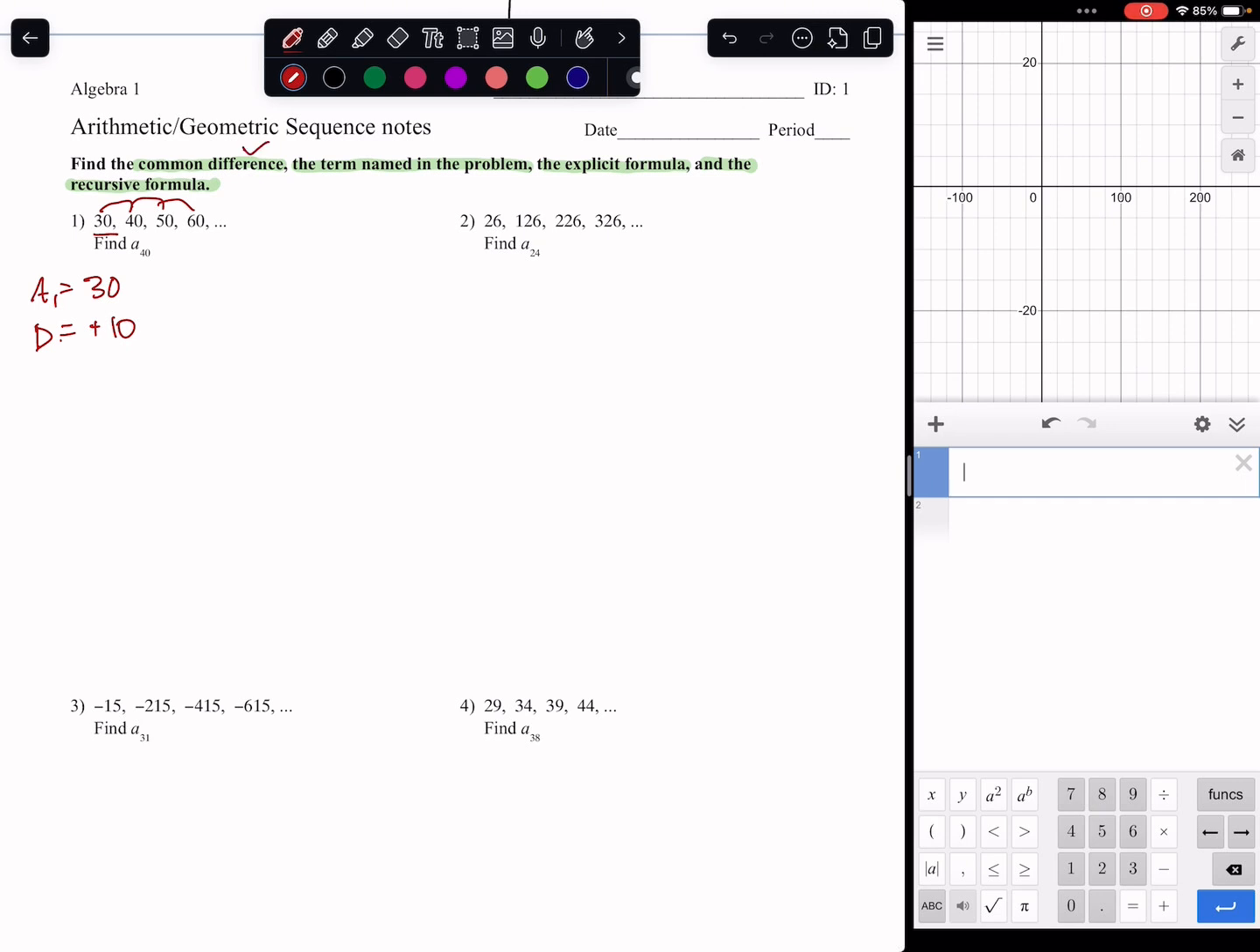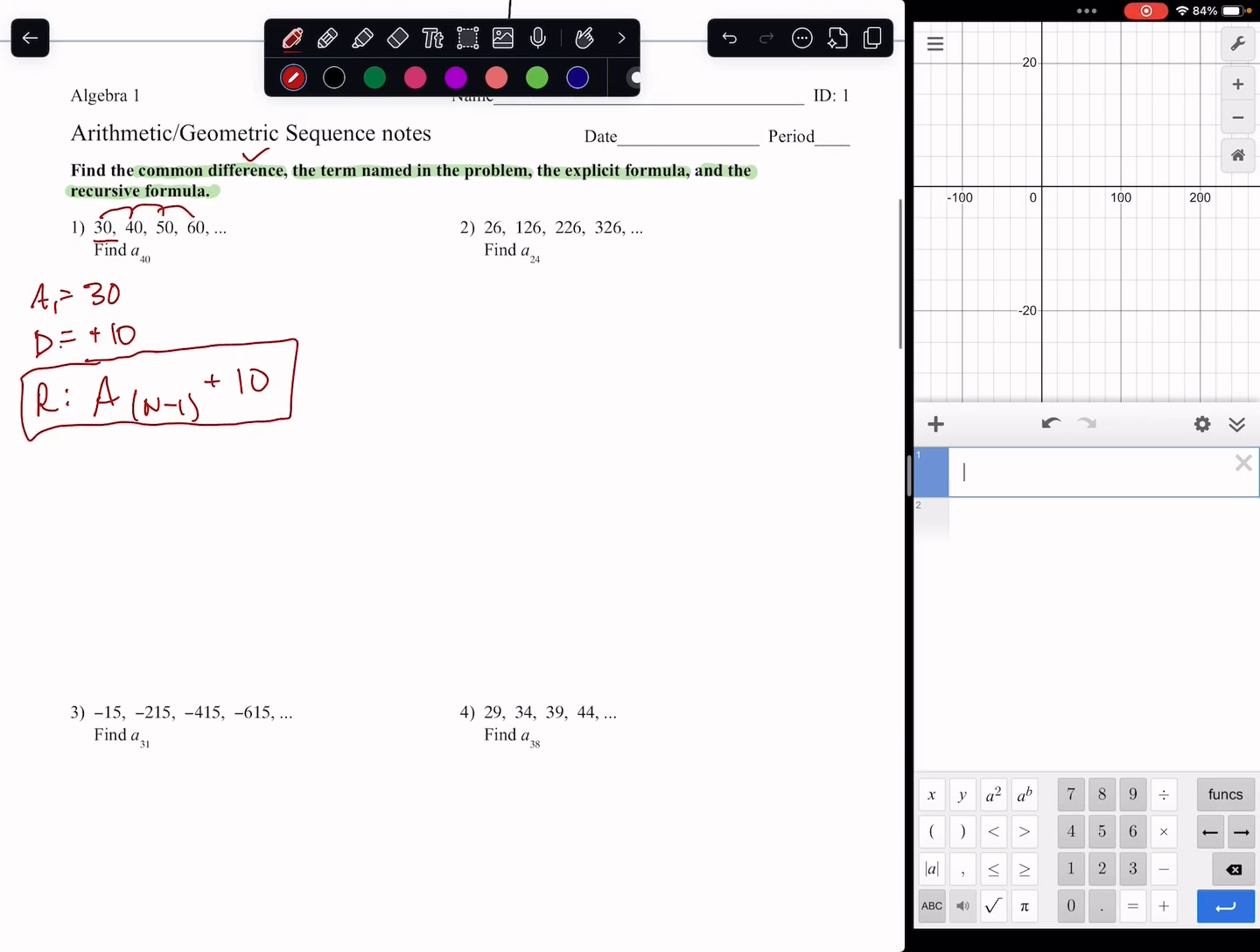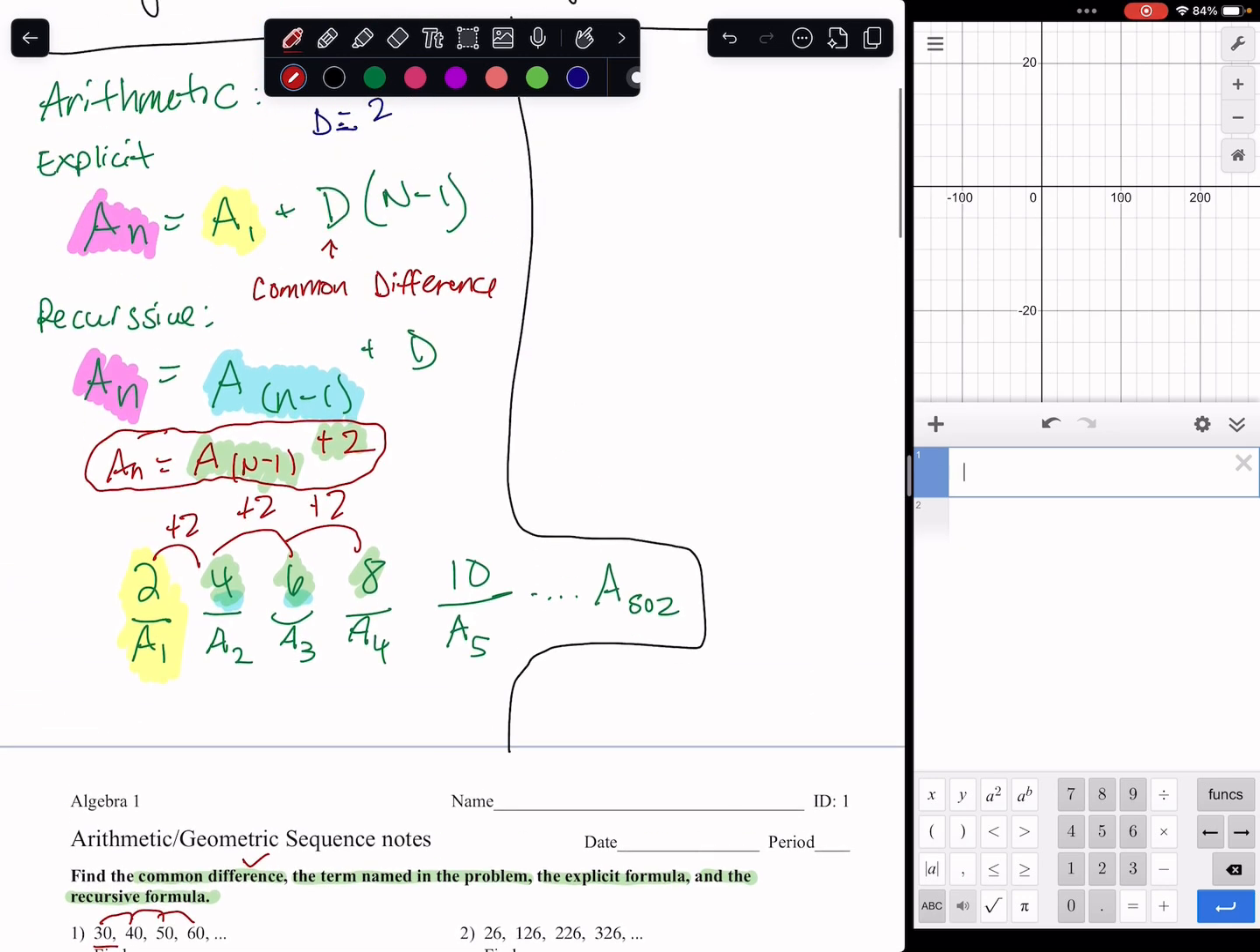And now we have this information. We can write our recursive formula. So our recursive formula says, what do we do to get the next number? Well, we took the previous number and we added 10. This is the recursive formula. Our explicit formula, if you look back up here, A of N equals A of 1 plus D times N minus 1.